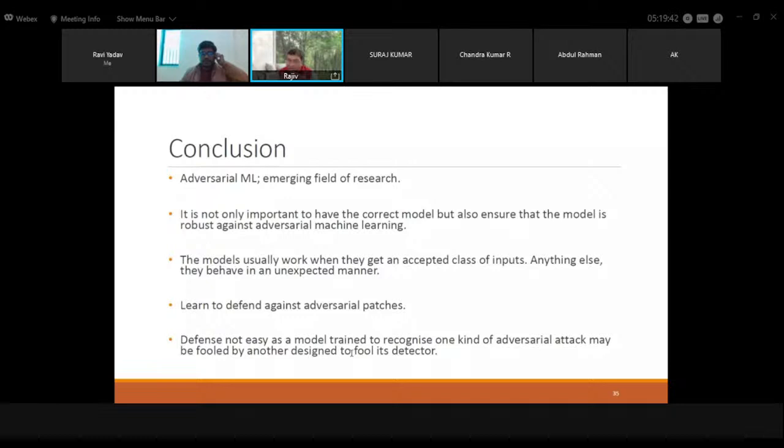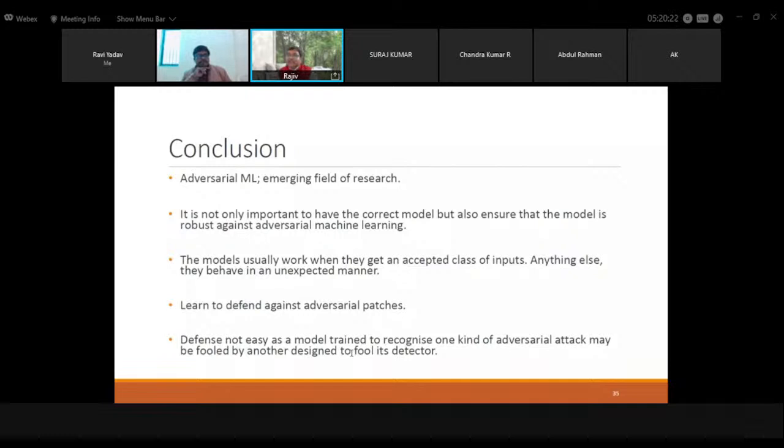So where does all this come from? Because every model expects a certain class of input. Let's say you are expecting a model to see if I am a high net worth individual, or in the middle class or lower middle class. It will expect some values in terms of income. But if you start entering only names or strings, I don't know how the model will behave. We should train the model to defend against adversarial patches.